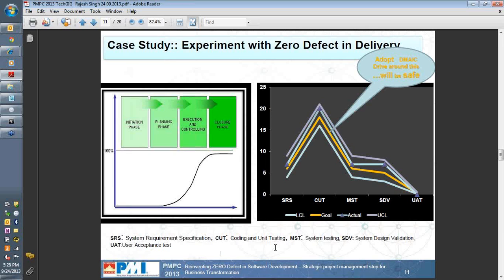I have a lot of details on this chart. You can sync up with me offline, and I will try to share maximum details, all the engineering details on those software development life cycles part.